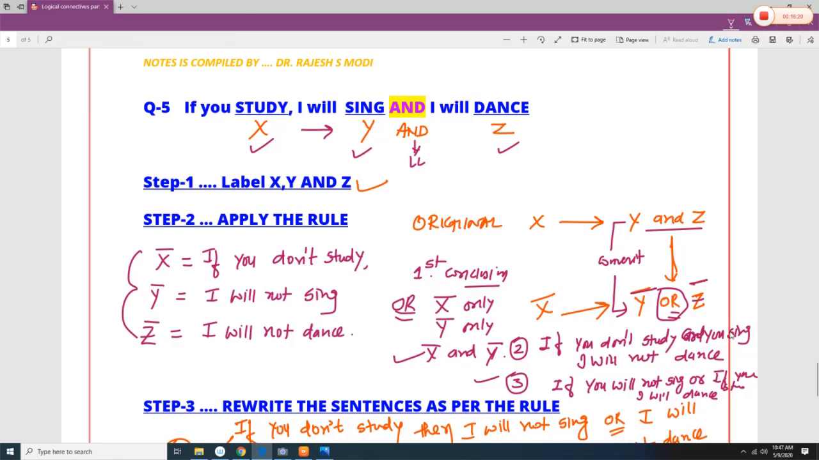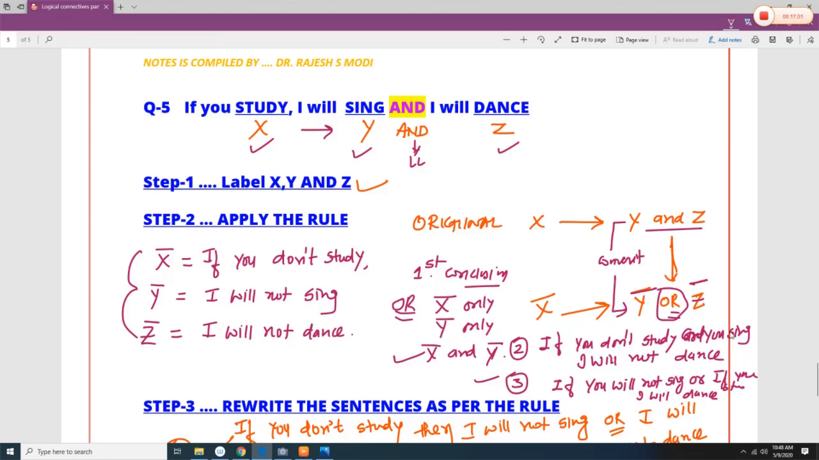So remember all the rules related to these connectives. Write down the original proposition which is given in the sentences, then when OR is given, convert OR into AND by negating the X and Y. So OR will be converted into X bar and Y bar, Z bar, or X and Y will be converted into X bar or Y bar. So this is the way that you have to deal with the question.